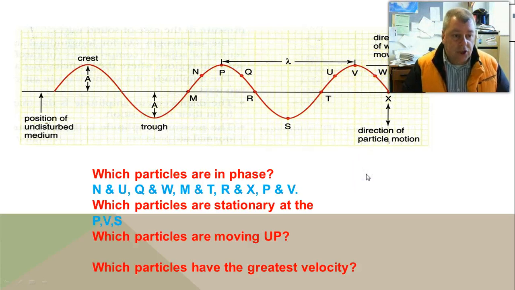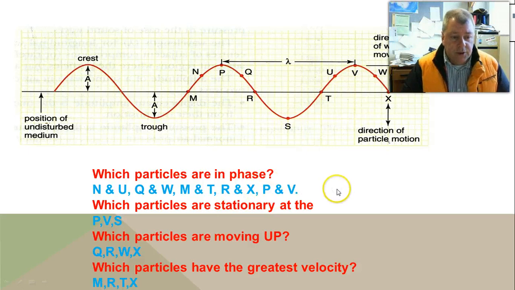What particles are stationary? Well, they're stationary right at this instant just here, where they stop moving up. V and P have stopped moving up and they're just about to move down. S has just finished moving down and is now going to move up because it's got to become that crest as the crest comes through. Which particles are moving up? Well, the ones that are going to become crests shortly.